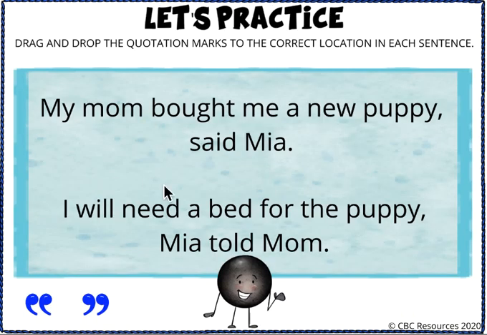All right, so let's practice a little bit. I want you to get a piece of paper and we're going to read this sentence. You pause the video. I want you to write it correctly and then hit play to check yourself. Okay, so pause and go get some paper. All right, I want you to write down, "My mom bought me a new puppy," said Mia. So you're going to write that down. Pause the video, write it down, and I want you to add the quotation marks where you think they're going to go.